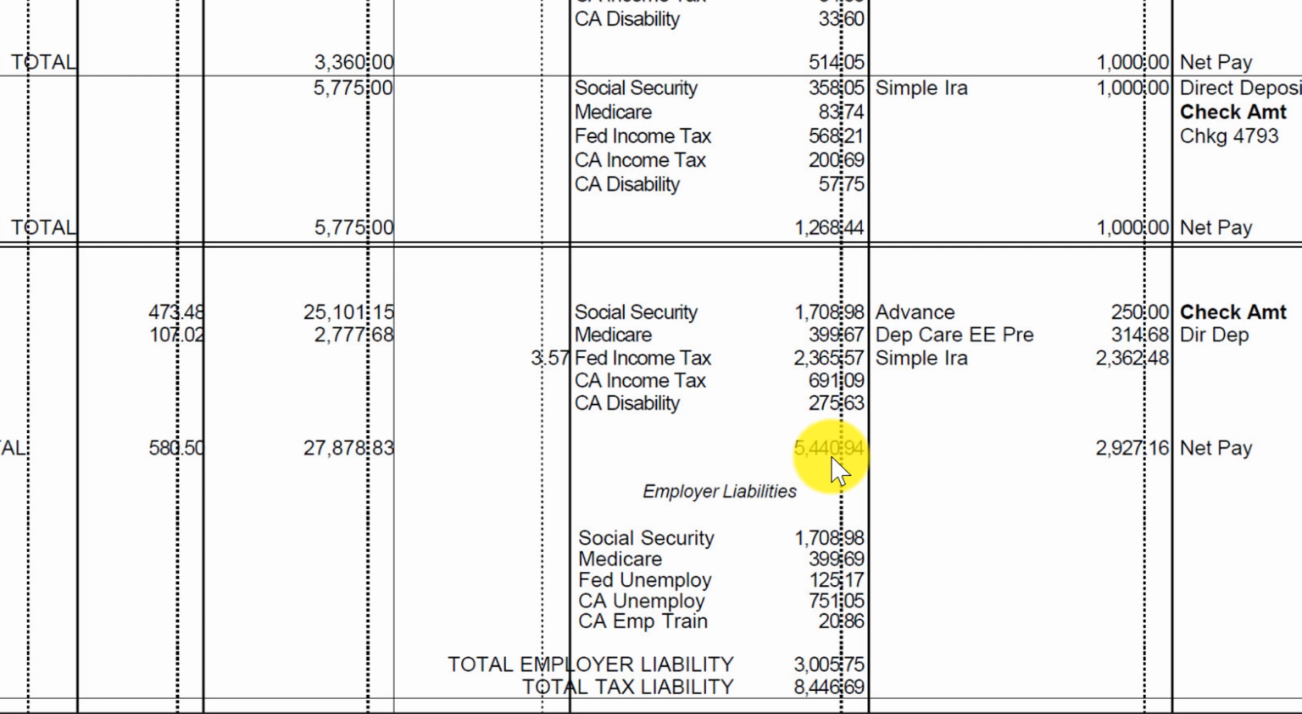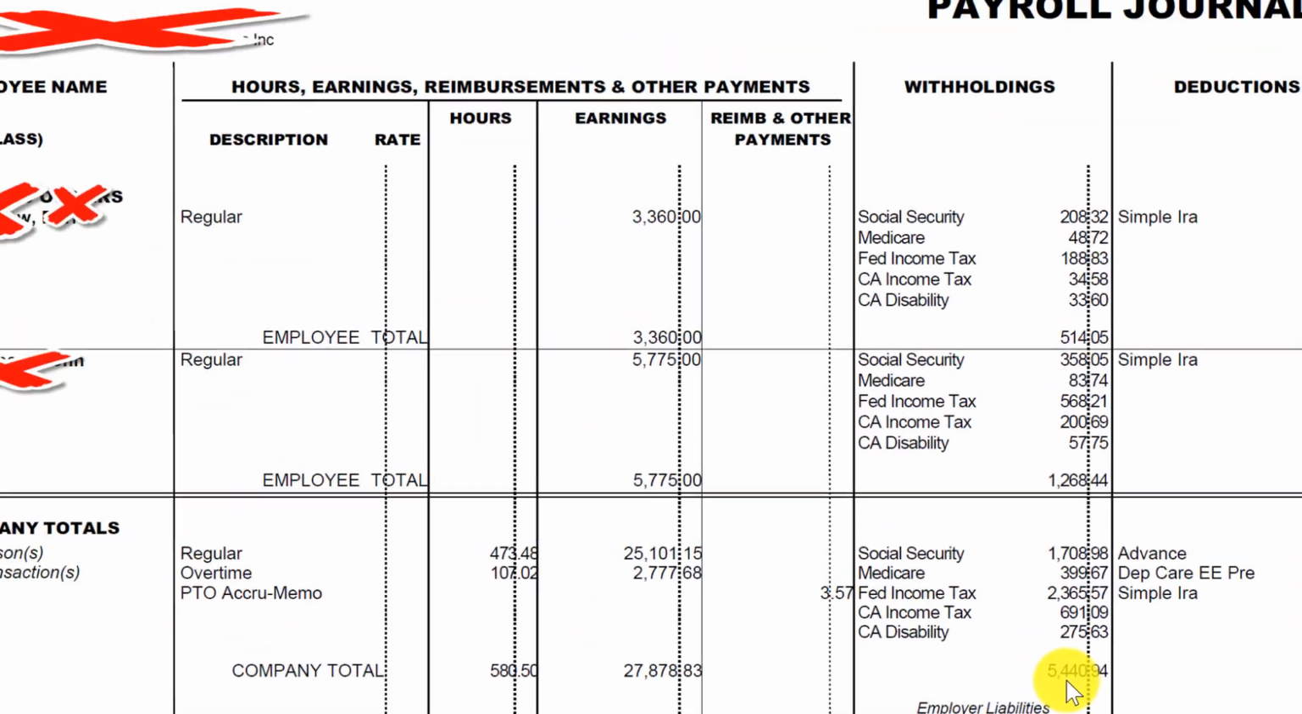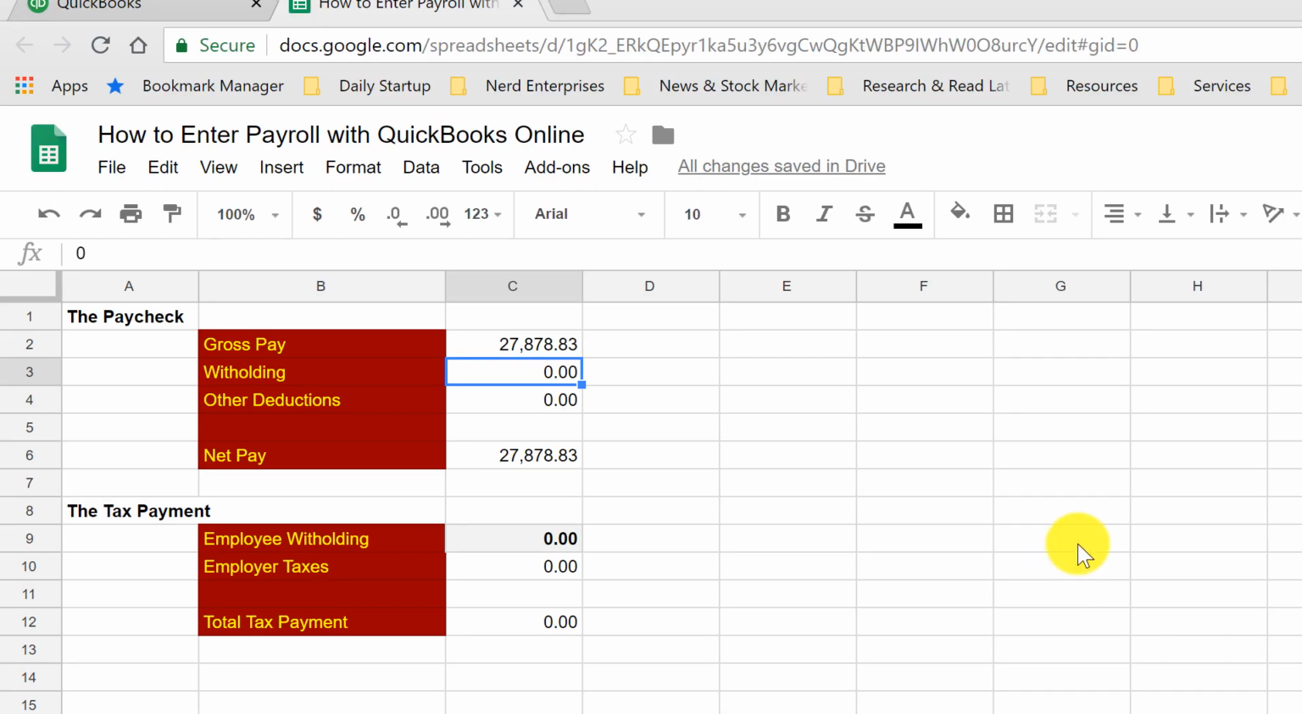So if I record my net pay as the payroll expense, I understate my payroll by this exact amount in this case, $5,440.94. Let's key that as a negative number because that's being deducted from the gross pay to arrive at the net pay. But we're not done.